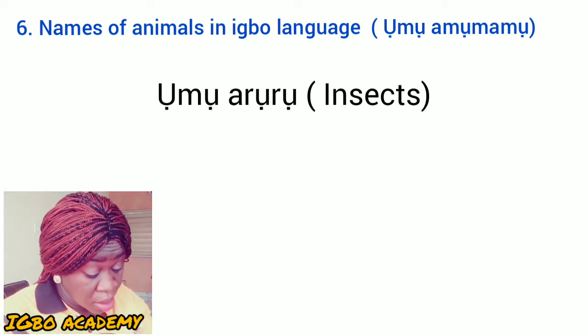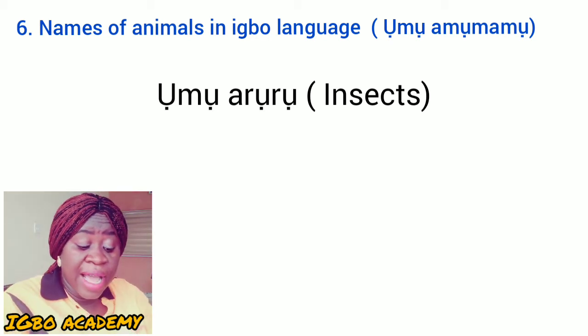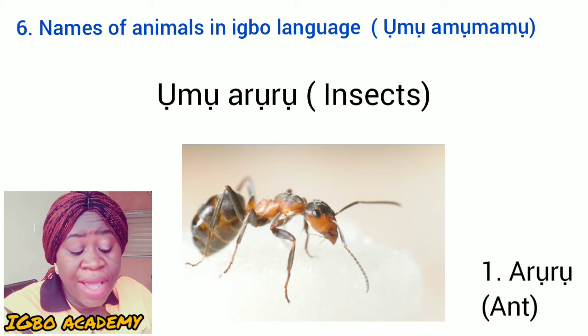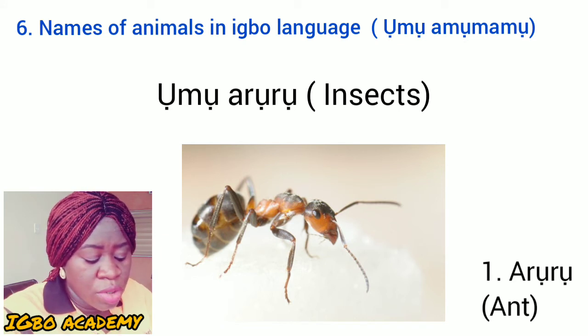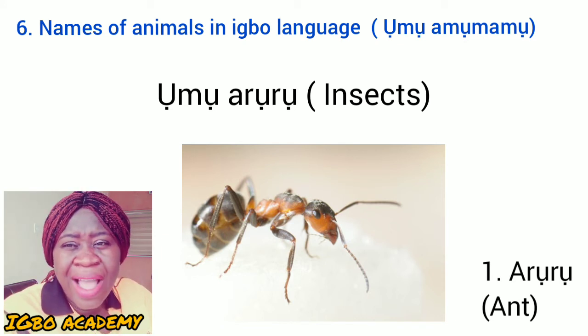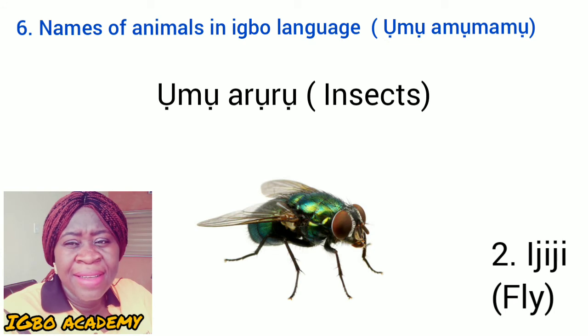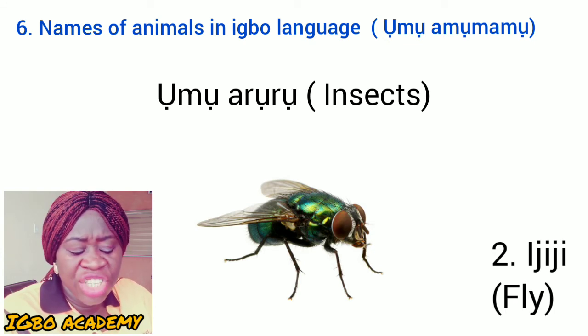Okay, let's start. Number one, we have the ants. We call it arụrụ. Number two, we have the fly. The fly, we call it ijiji.